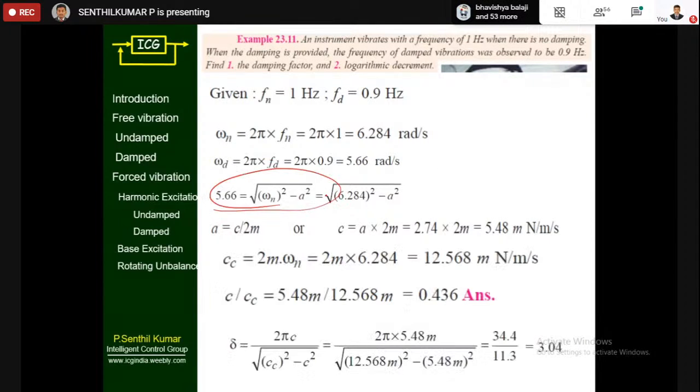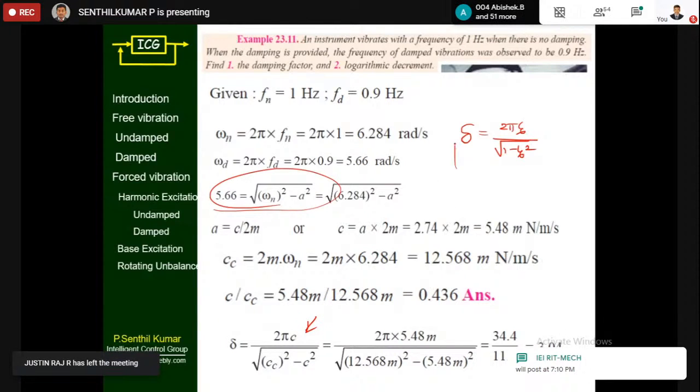Different books have different formulas, but then logarithmic decrement delta equals 2 pi eta divided by square root of 1 minus eta squared. There is one more formula like this. So whatever formula your faculty member discussed in the classroom, you can use. Both will give you the same answer.